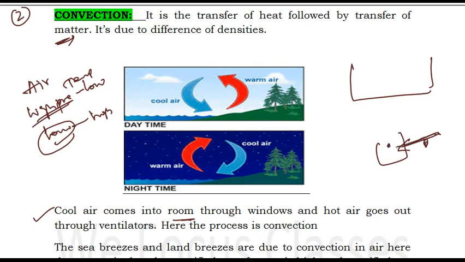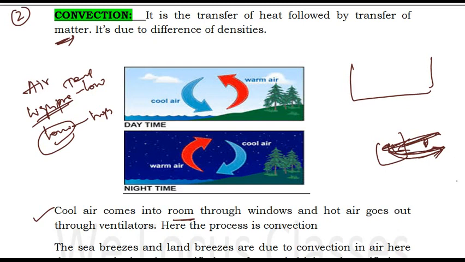So once this cool air comes in, the air already present in our room will go out. See here, the cool air is coming in and it is sending out some air. So here change of temperature is taking place, as well as change of matter is also taking place.